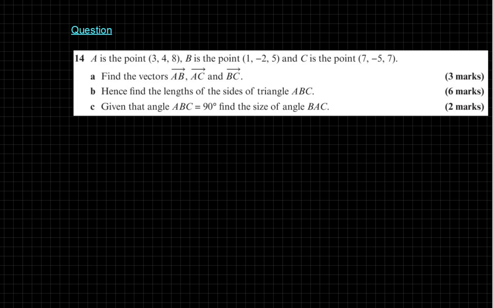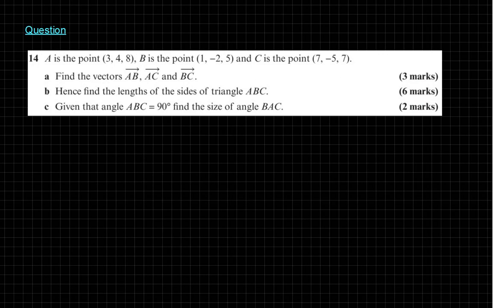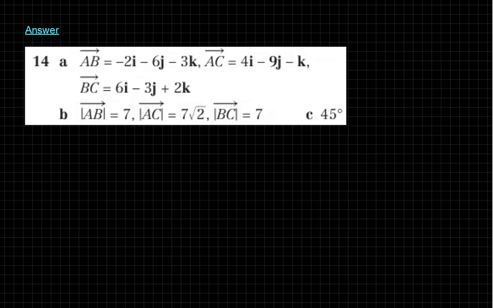Okay, question 14. Bit more investigation here now. Particularly part C, we're going to have to think a little bit about how you find that angle. Okay, so give that a go. Pause the video now. And here are your answers. It was in fact 45 degrees. So I can presume from that then if it's 90, 45, the other must be 45. Should be an isosceles triangle, which makes sense because two of the sides are the same length.